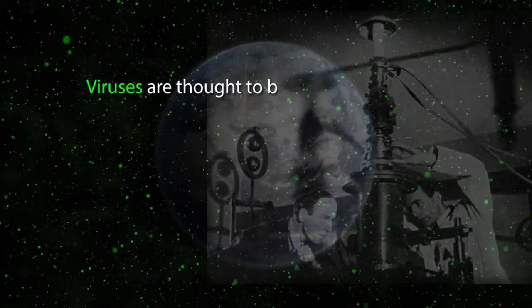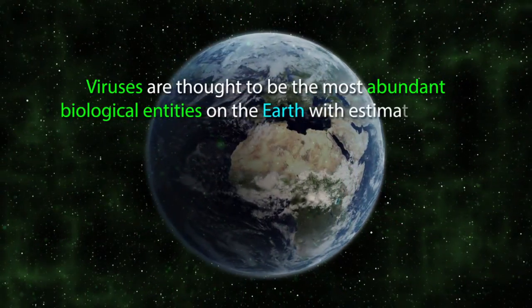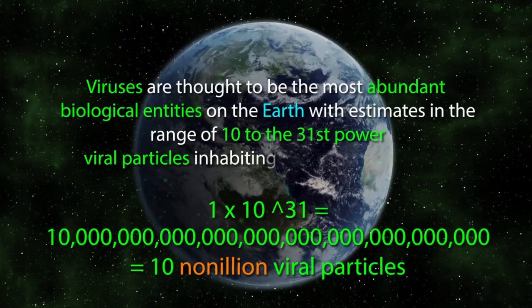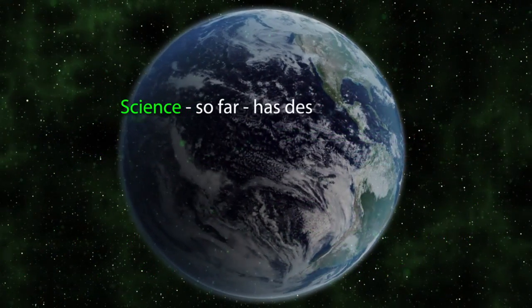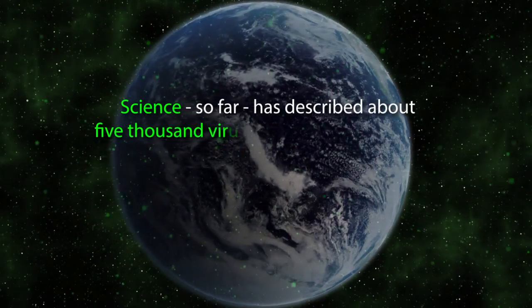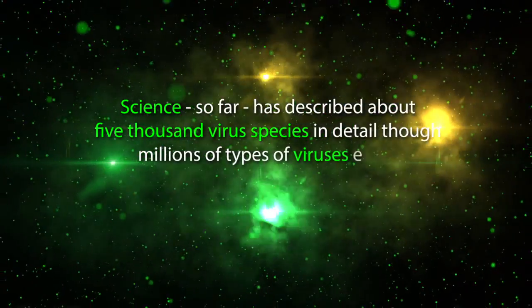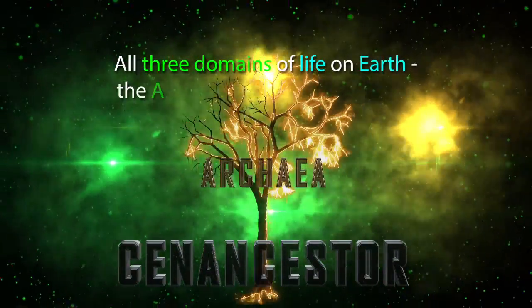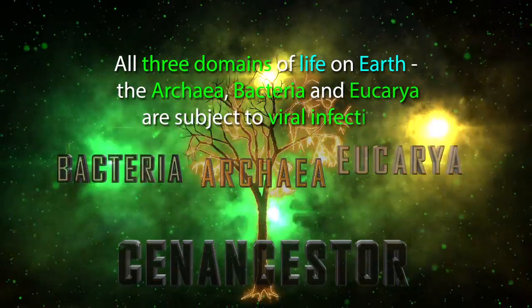Viruses are thought to be the most abundant biological entities on the Earth, with estimates in the range of 10 to the 31st power viral particles inhabiting the Earth's biosphere. Science so far has described about 5,000 virus species in detail, though millions of types of viruses exist. All three domains of life on Earth, the archaea, bacteria, and eukarya, are subject to viral infection.